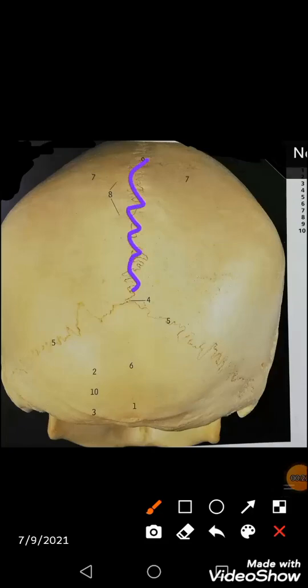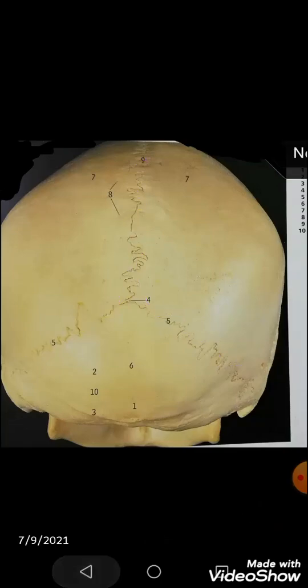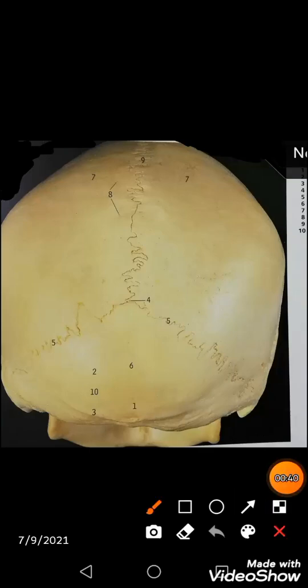This one is the sagittal suture in between the two parietal bones. Then observe the inverted V-shape lambdoid suture formed between the occipital bone and the two parietal bones, right? What else do you observe here? You can see the most prominent protuberance called external occipital protuberance, and the highest point here is called the inion.